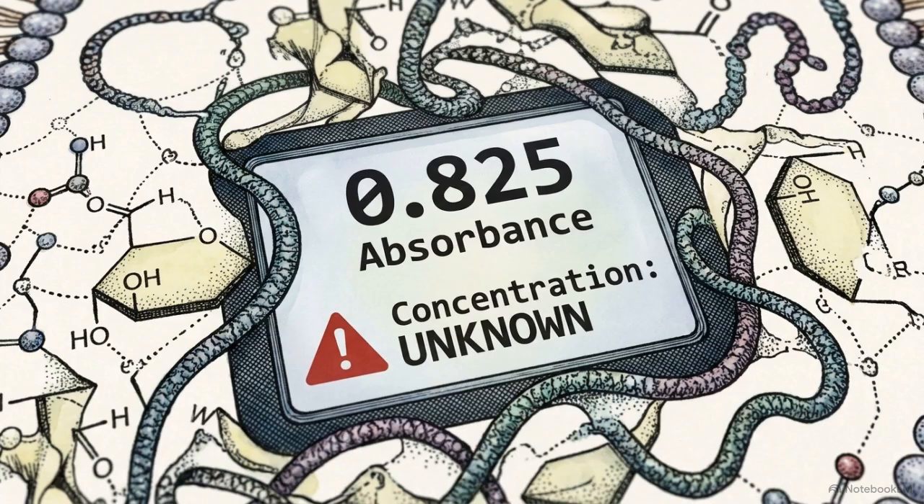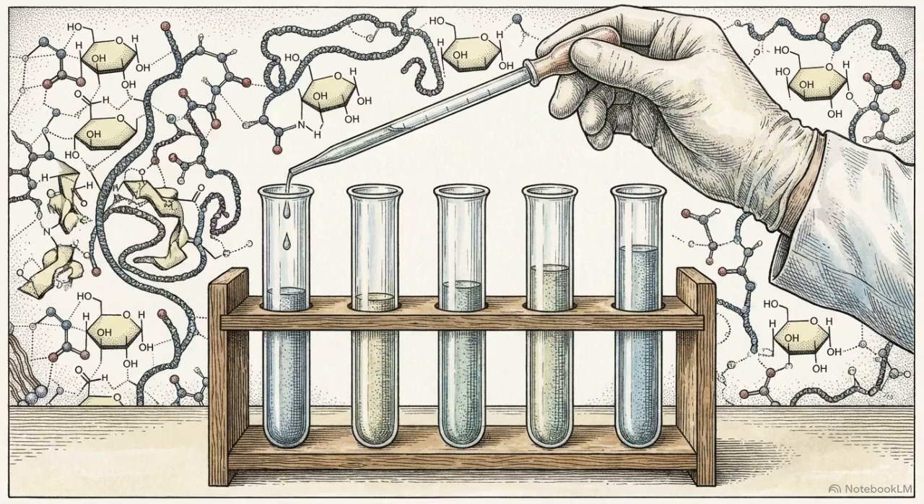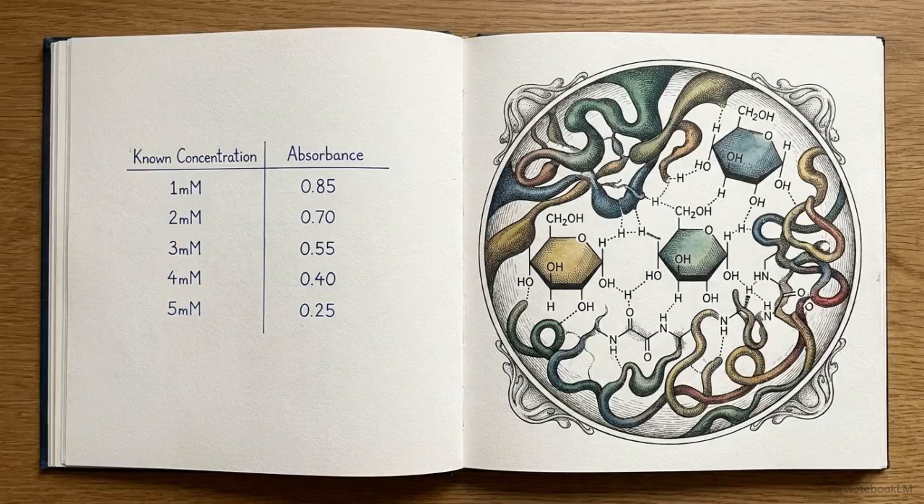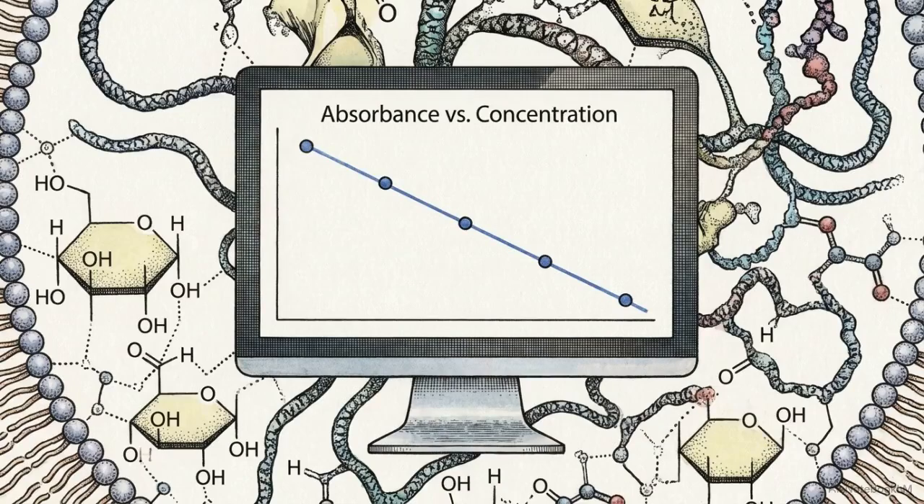The colorimeter provides an absorbance value, but not the actual glucose concentration. To bridge that gap, you must perform a serial dilution. This involves taking a stock solution of glucose and diluting it with distilled water to create a carefully staggered range of known concentrations. By running the Benedict's test on every known concentration and recording their individual colorimeter readings, you can plot the data points onto a graph. This establishes a standardized calibration curve.